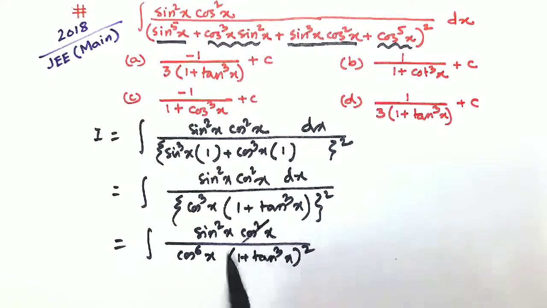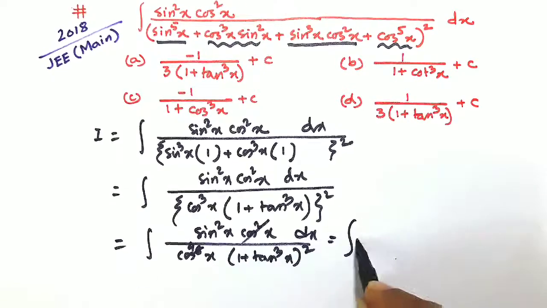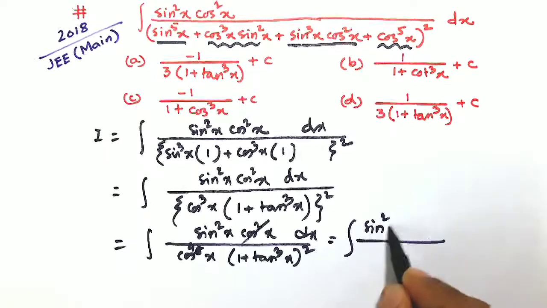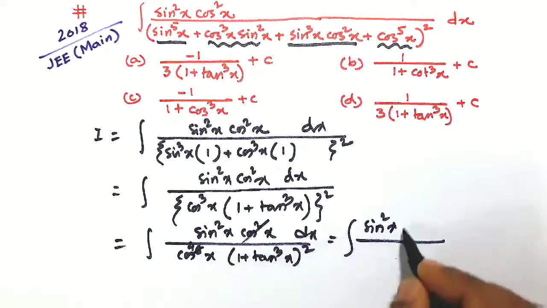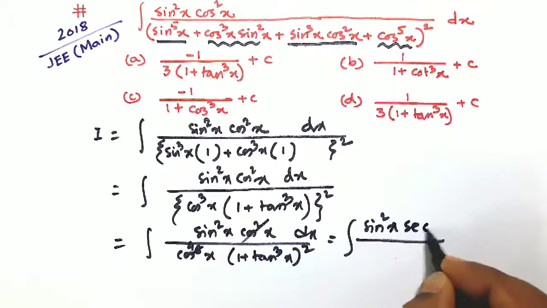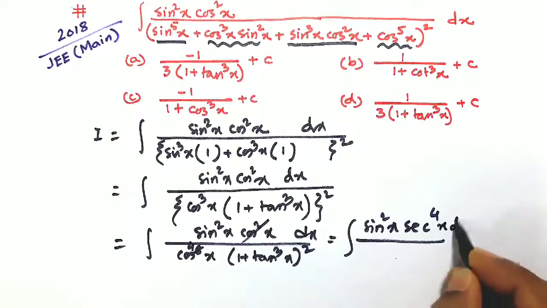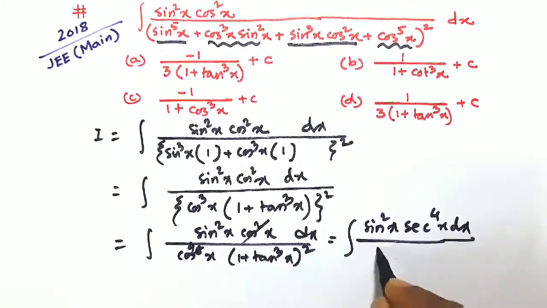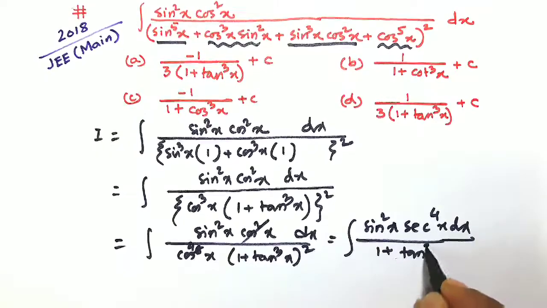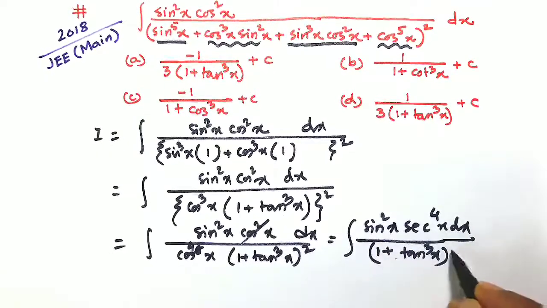So we can cancel this cos square x and we shall get here only cos to the power 4x, is it? So friends, this one will be now integration sin square x, and this cos to the power 4x can be written now sec to the power 4x dx divided by 1 plus tan cube x whole square.